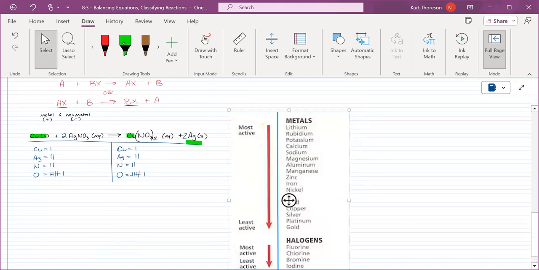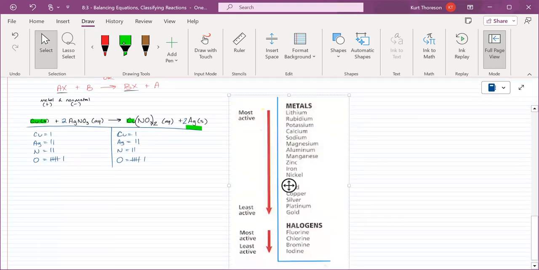This is called an activity series. The way this works is, starting from the very top, any element that is above another element can replace the element that it is above. But if there's an element below another element, the element that was below it cannot replace it. So here is copper. Here is silver. Is copper above or below silver? It's above. So that means, yes, copper can replace silver.